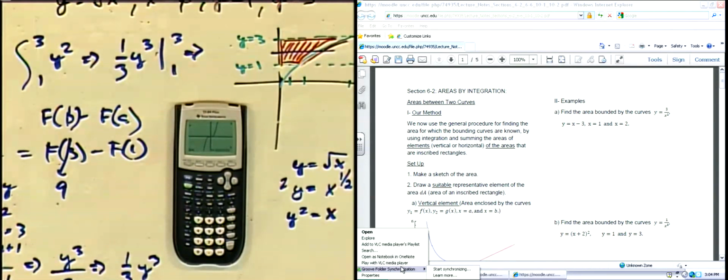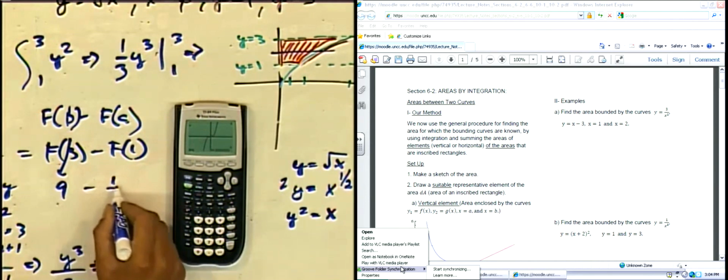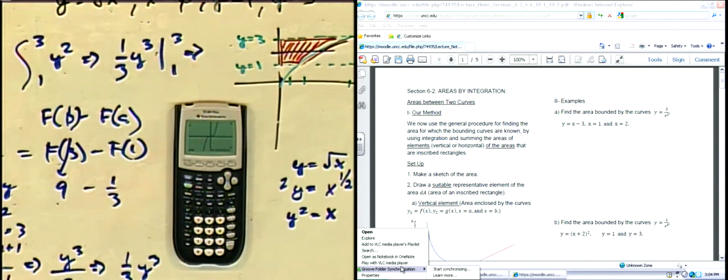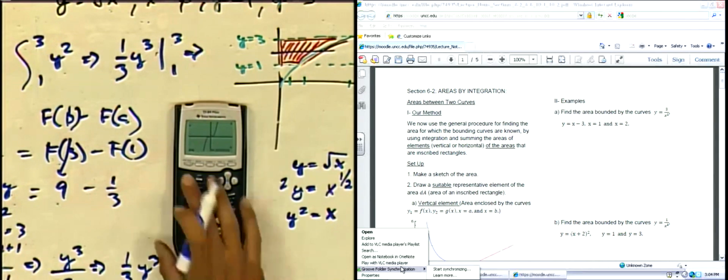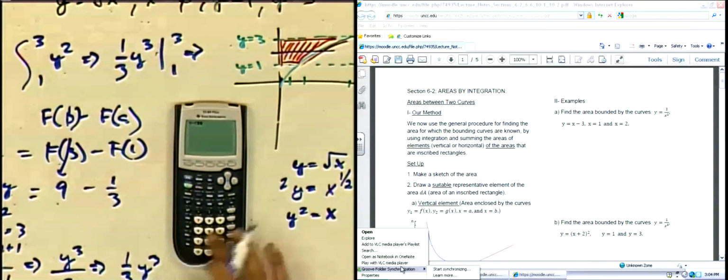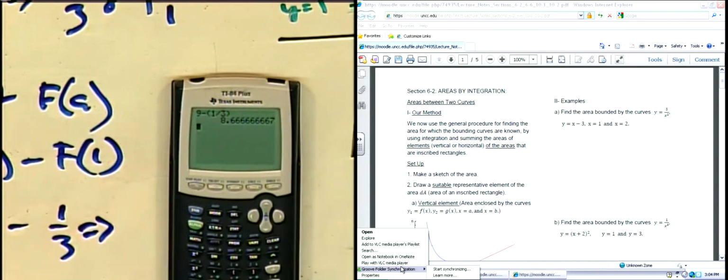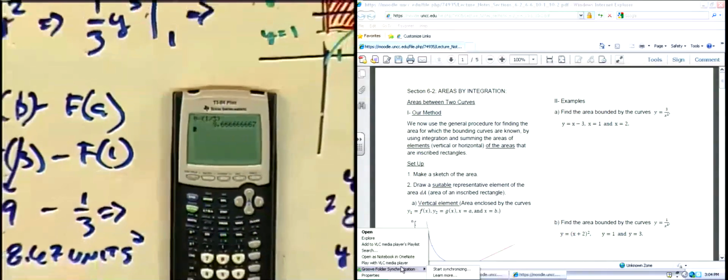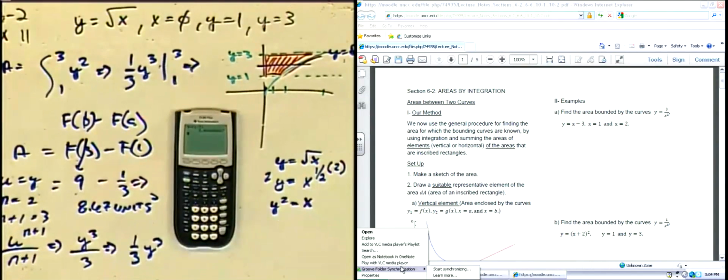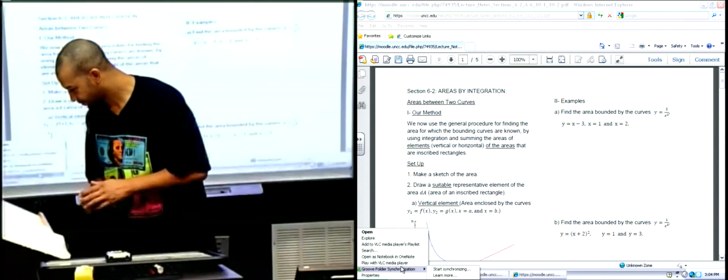F of 1 equals 1/3. So the area equals 9 minus 1 over 3, which is 8.67 units squared. And that is the right answer.